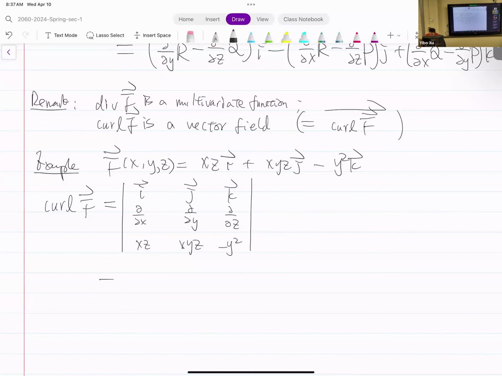Okay, so let's then calculate the components. For i, we put the bracket. Here we eliminated the first row, first column, and then let's just compute. So what does it tell you? It tells you I need to compute the diagonal, which is the partial derivative with respect to y of negative y squared, right? That gives you negative 2y.